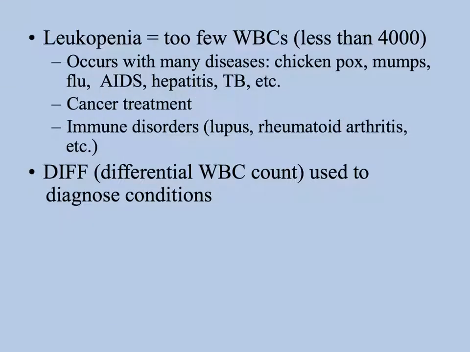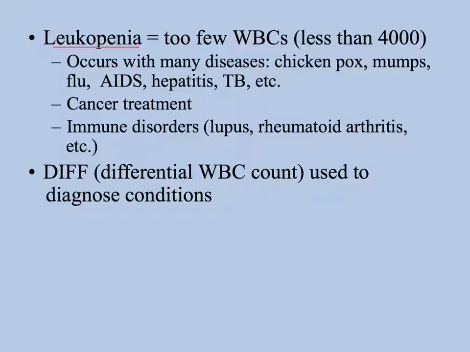Going in the opposite direction, leukopenia is too few white blood cells. This occurs naturally when you're suffering from many diseases and sicknesses. Common things like chickenpox or more serious situations like AIDS or hepatitis will all put you into leukopenia. Also, undergoing cancer treatment, radiation, and chemotherapy puts such stress on the body that you may develop leukopenia as a result. And then there are various immune system disorders, such as lupus or rheumatoid arthritis, that may also cause a person to experience leukopenia.